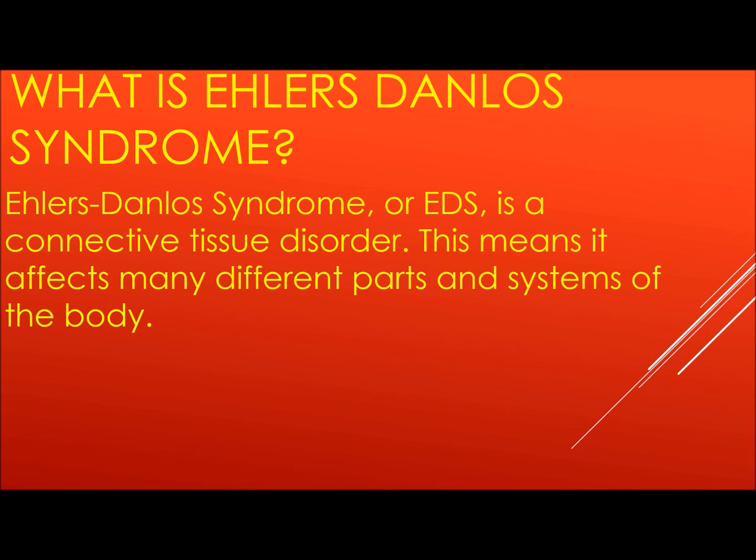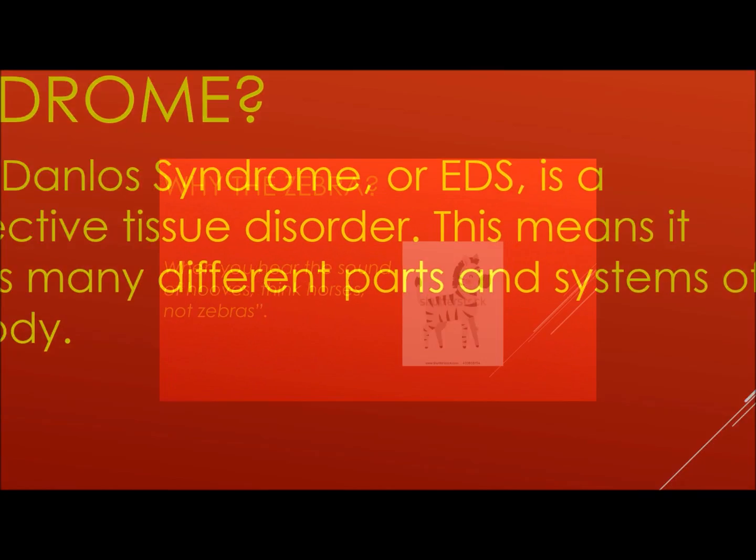Ehlers-Danlos Syndrome, or EDS, is a connective tissue disorder. This means that it affects many different parts of the body. EDS is the name given to a whole series of inherited conditions that are defined as hereditary disorders of connective tissue. There are 7 types of EDS, and the most common type of EDS is hypermobility type.